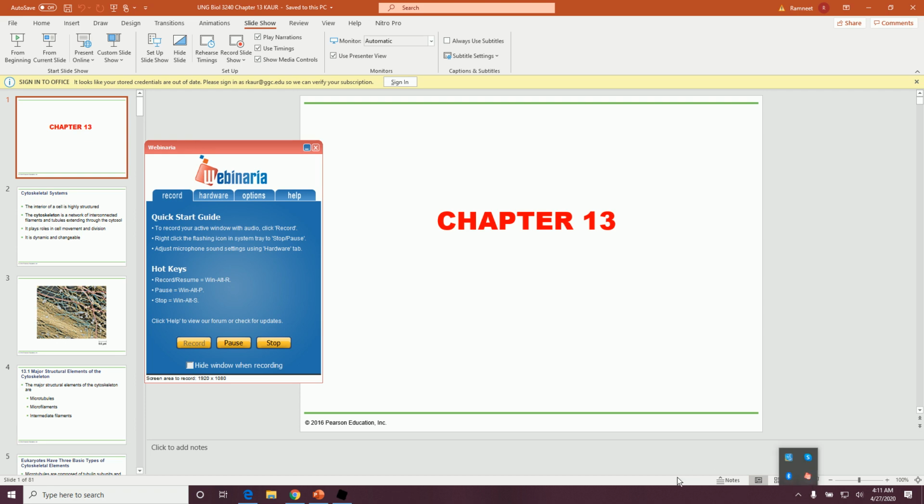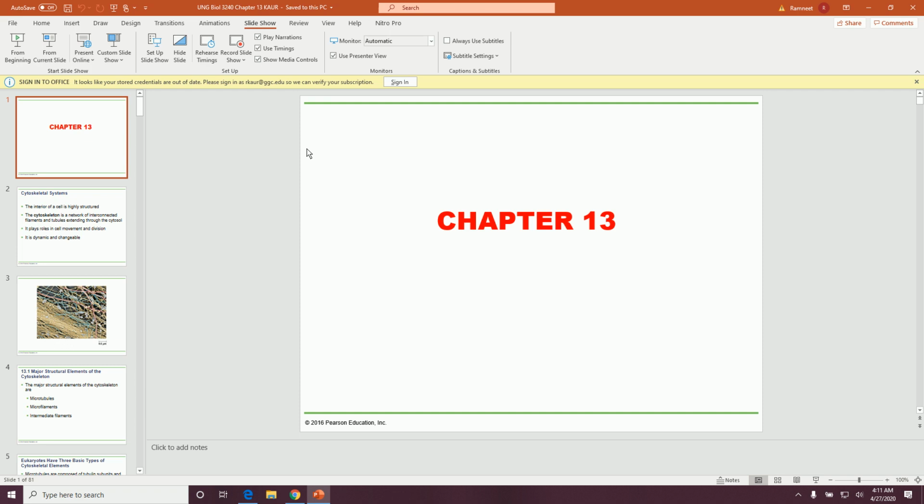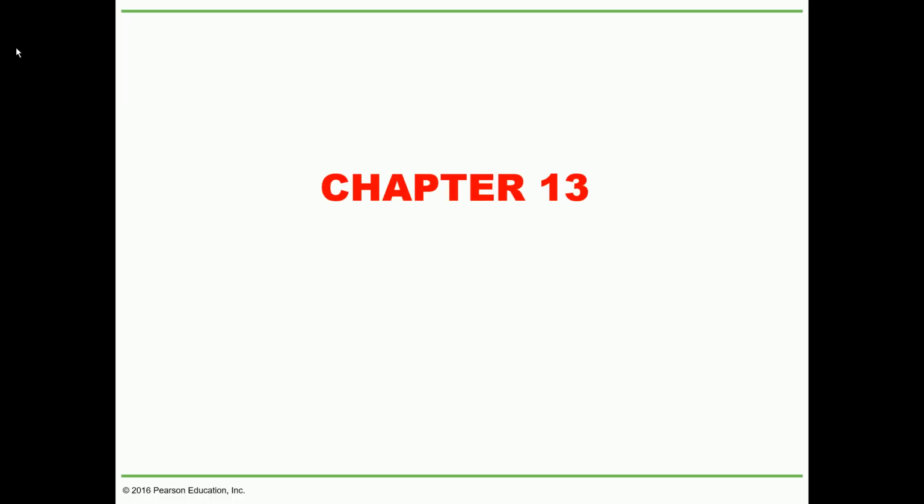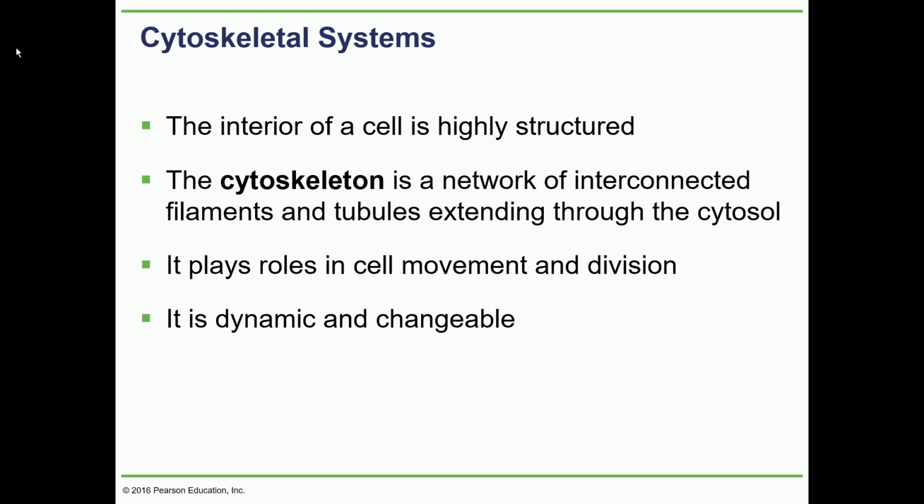Let's discuss chapter number 13, and this is the last chapter of the course. We are not doing the last unit. In chapter number 13, we are going to talk about the cytoskeleton, and in this, we are going to talk about the cytoskeleton filaments, which are made of proteins.